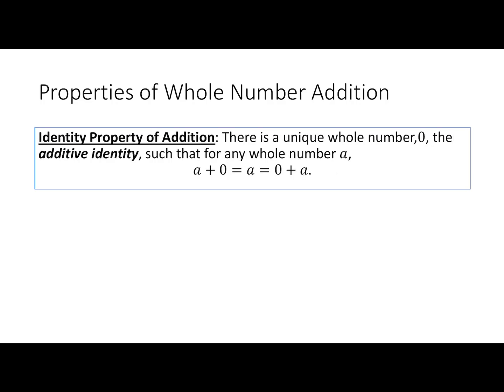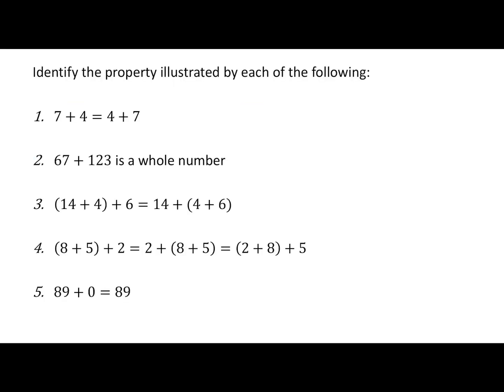The identity property says that there's a unique whole number 0 called the additive identity that lets us take A plus 0 and we get A back, and that's the same as if I added 0 plus A. Okay, so the identity is something that when you perform the operation with the identity and any other element, you get that element back.